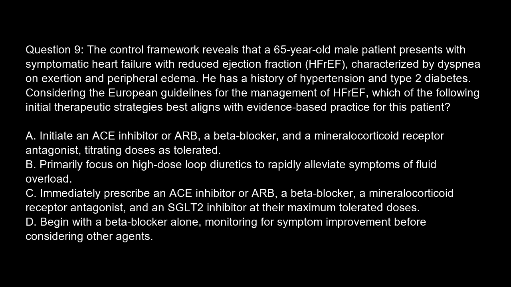Option A. Initiate an ACE inhibitor or ARB, a beta blocker, and a mineralocorticoid receptor antagonist, titrating doses as tolerated. Option B. Primarily focus on high-dose loop diuretics to rapidly alleviate symptoms of fluid overload. Option C. Immediately prescribe an ACE inhibitor or ARB, a beta blocker, a mineralocorticoid receptor antagonist, and an SGLT2 inhibitor at their maximum tolerated doses. Option D. Begin with a beta blocker alone, monitoring for symptom improvement before considering other agents.